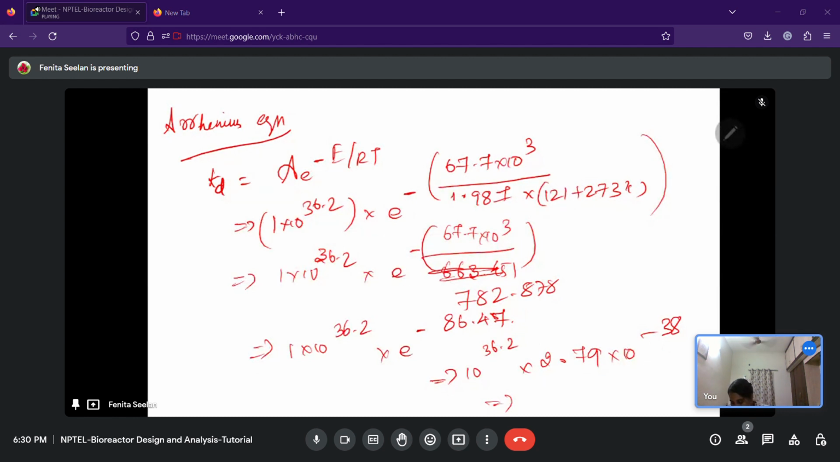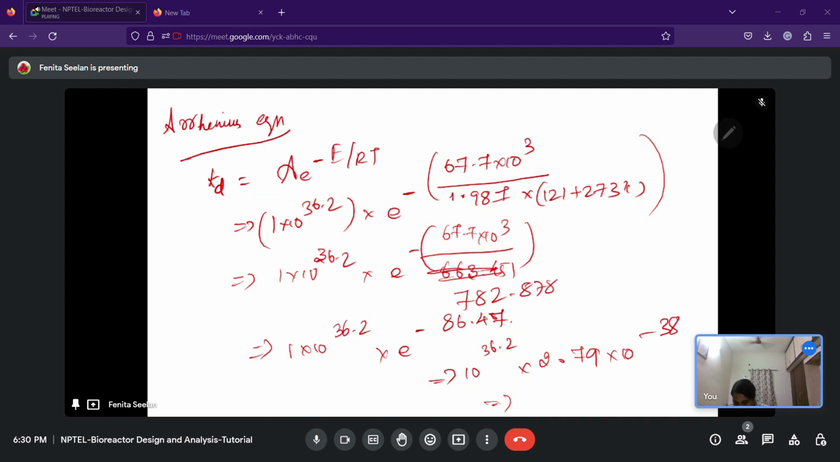10 power of, into your 2.79, into 10 power of minus 38. That would be 0.044 per minute, minute inverse. So this is the value which you get in minute inverse.